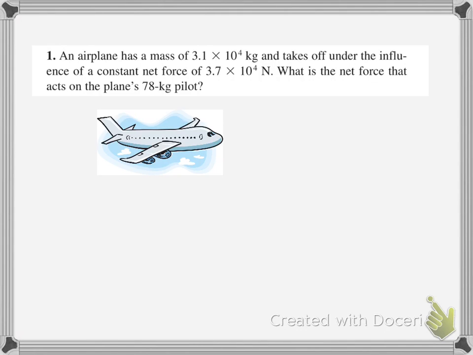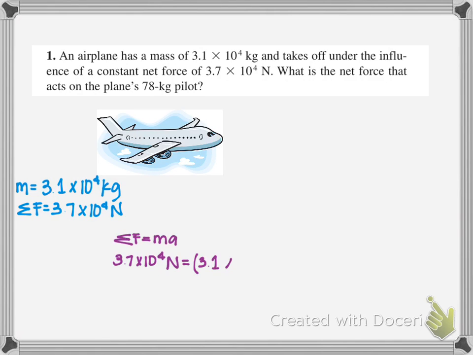Now, according to Newton's second law, the acceleration is equal to net force over mass. We know that the mass is 3.1 times 10 to the fourth kilograms and that the net force is 3.7 times 10 to the fourth newtons. We know that both the acceleration of the pilot and the acceleration of the plane are going to be the same. So using the mass of the plane and the net force, you can find the acceleration. Therefore, the acceleration is 1.19 meters per second squared.